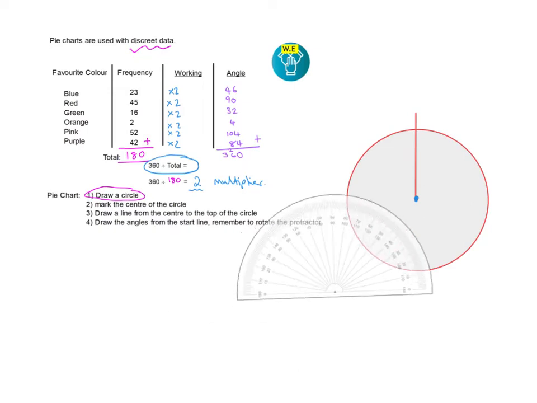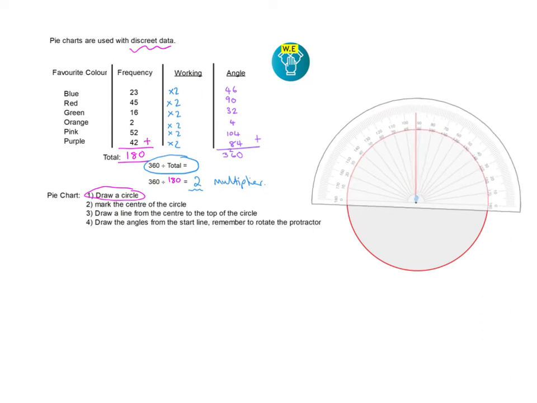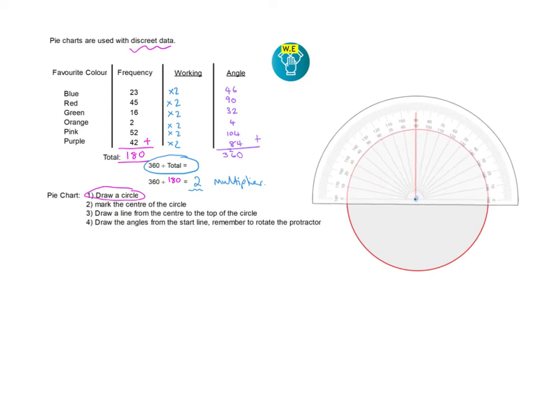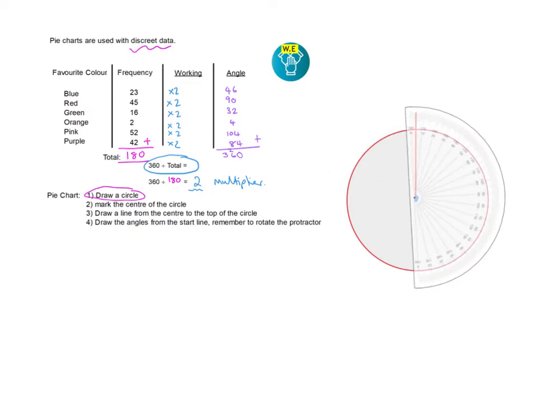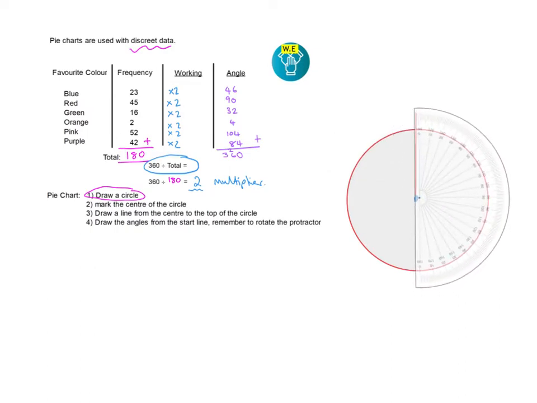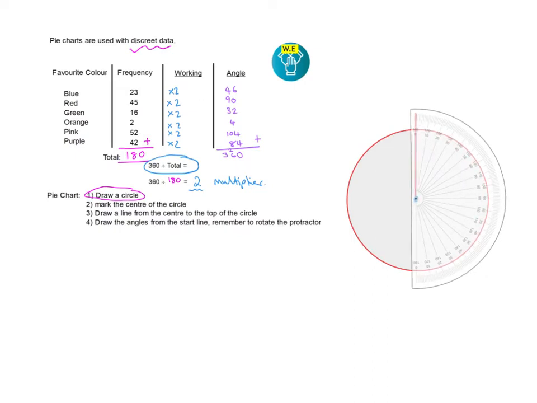Now we don't just put the protractor on like that. That's a common mistake. What we have to do is make sure that the 0 of the protractor lines up with the vertical line that we're going to start with. So we can go either way round. If I draw it that way round, we have to make sure that the centre point of the protractor is on the centre point of the circle, and we're also going to make sure that the 0 is lined up as well. And we're going to be measuring 46 degrees for the first one.